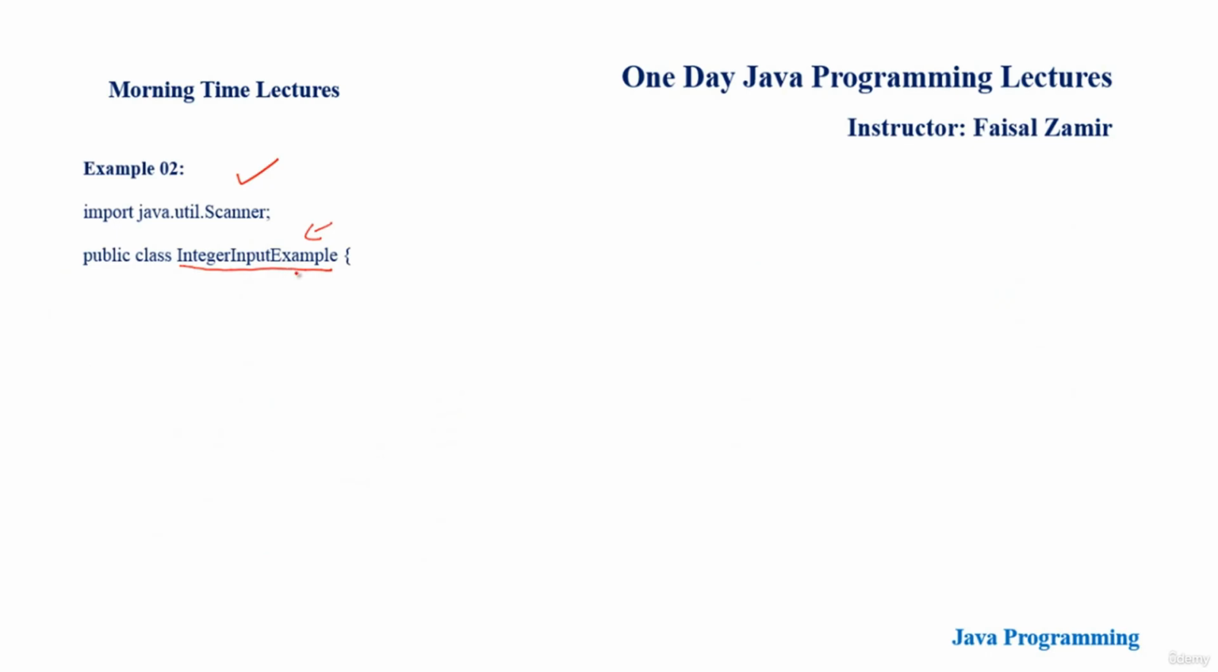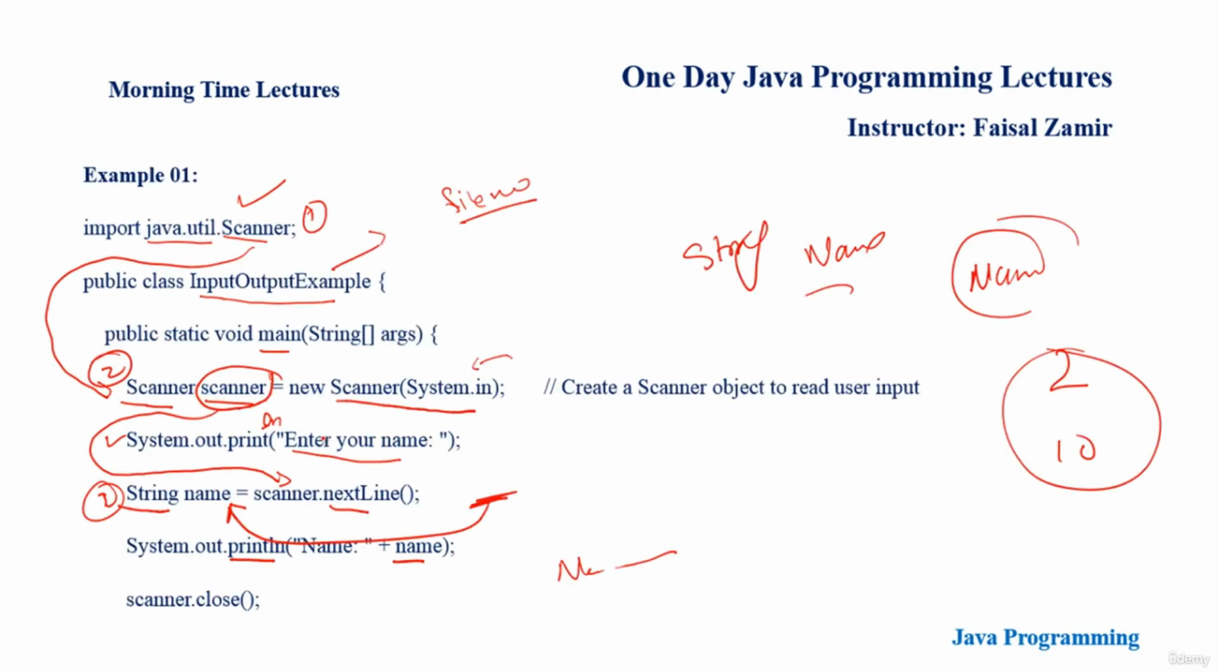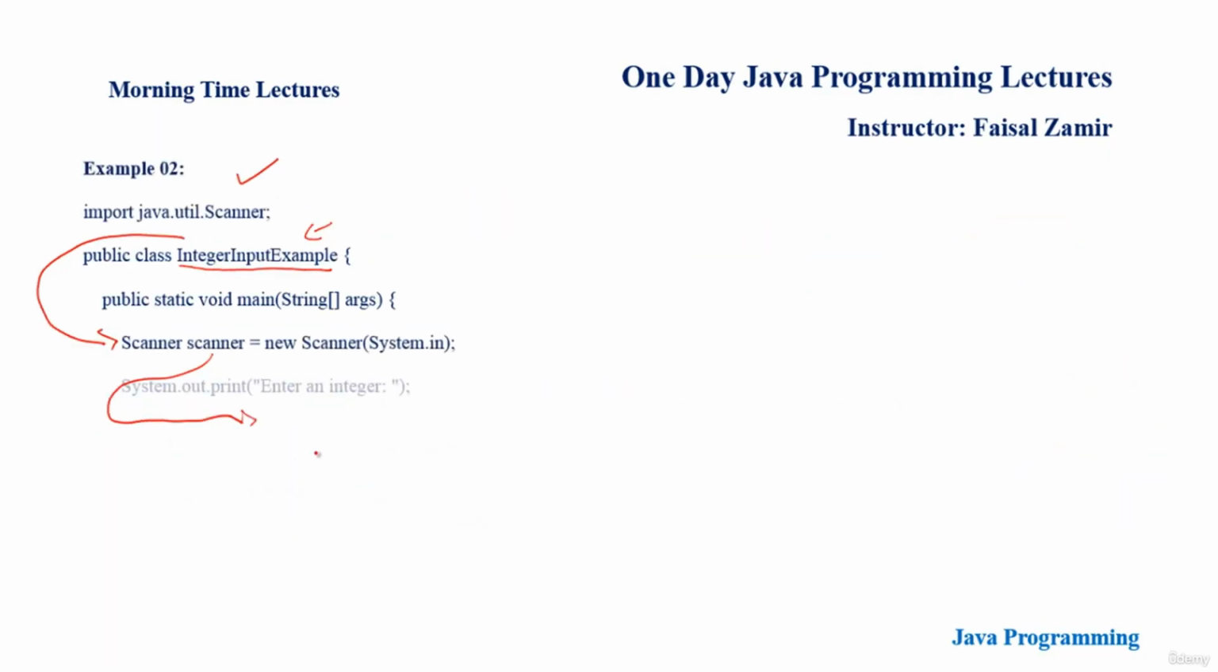When I save this example in a file, my file name should be IntegerInputExample, main function, and then inside you can see that I am creating an object for this Scanner class, and then showing a message with print. Also you can use println here, and then you can see that using this object, another method I am using is scanner.nextInt, not nextLine.